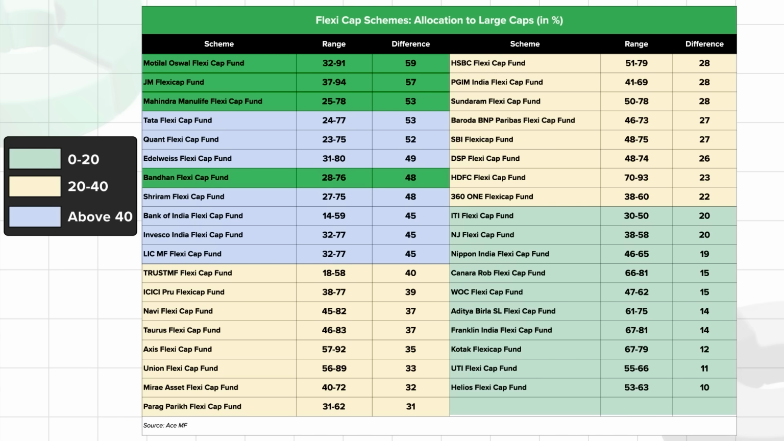This could be either based on fund managers' market outlook or a model that suggests which segment is more attractive. Now, this is a very dynamic approach that attempts to capitalize on changing opportunities across market cycles.